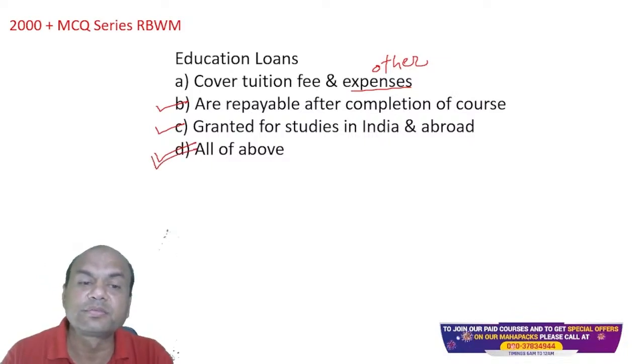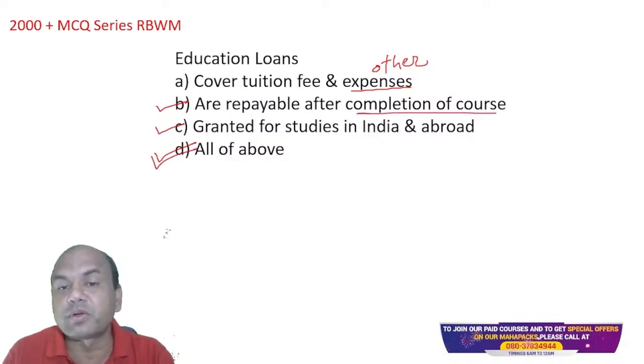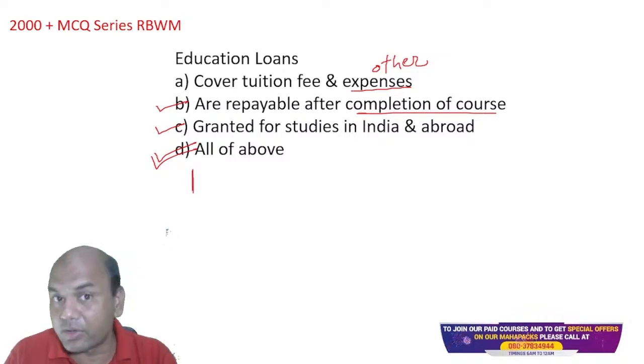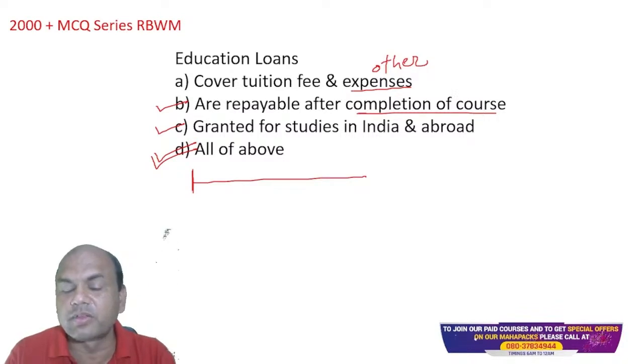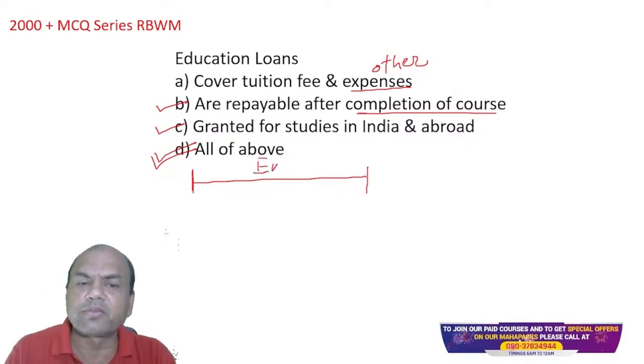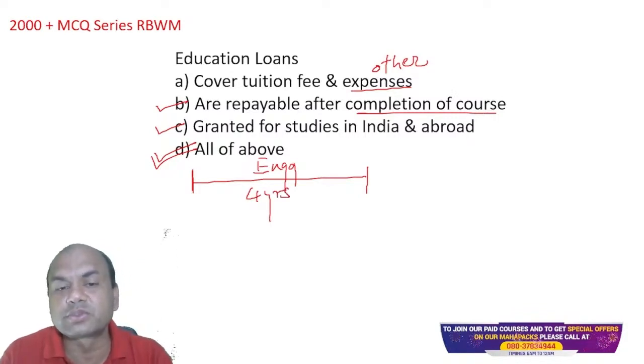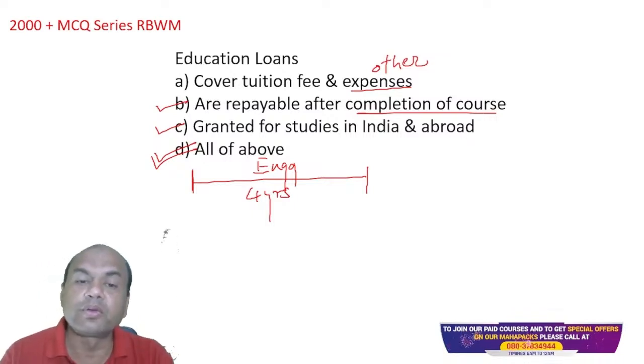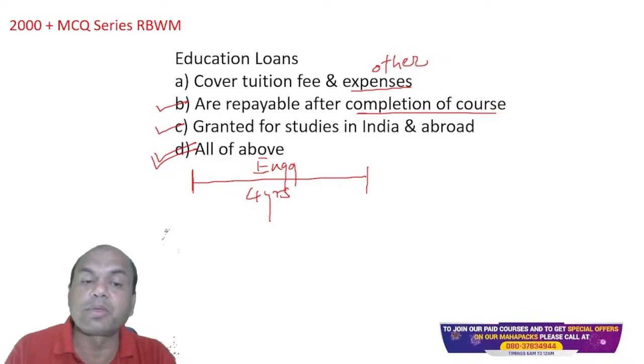It is D. Repayable after completion of the course means what? See here, education loan, how is it given? Suppose I give that education loan today. This guy or girl, it's not gender biased, will be requiring at least, let's say that person is doing engineering, around 4 years. So 4 years gone over here. Up to 4 years, this student won't be able to pay any interest or any EMI. So what do we do? This is known as the moratorium period. In this moratorium period, the student is allowed not to pay any interest or principal.